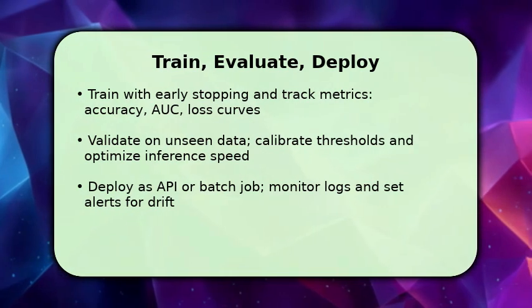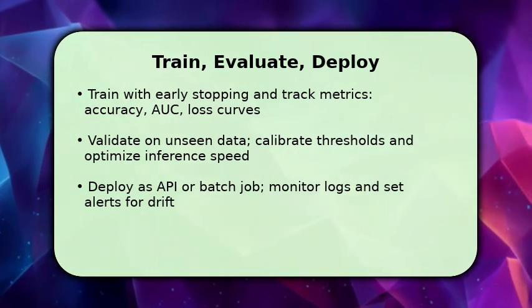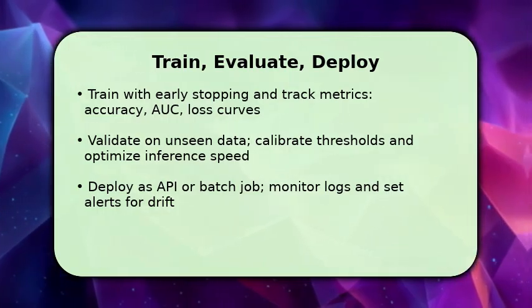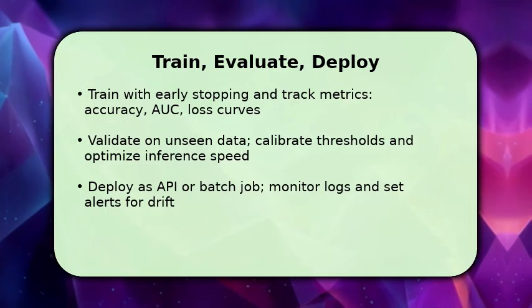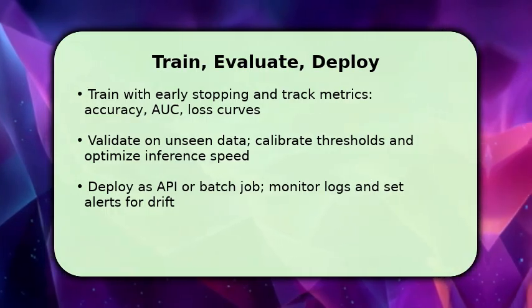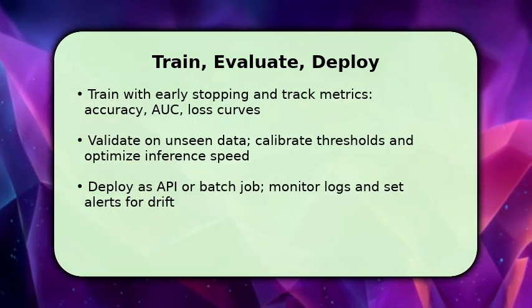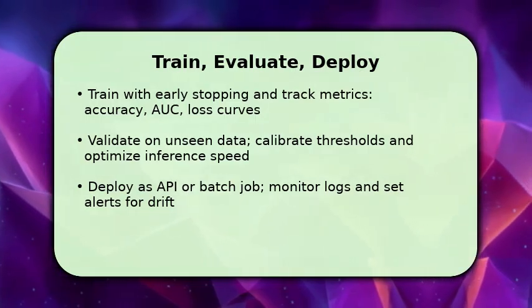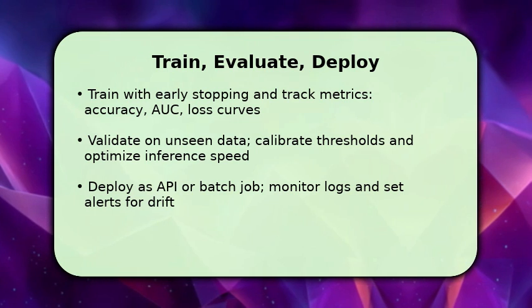You now finalize by training, evaluating, and deploying. Train with early stopping and log metrics like accuracy, AUC, and loss curves to spot overfitting. Once validation looks stable, test on a holdout set and calibrate decision thresholds where needed. Also profile inference latency and memory to meet production constraints.